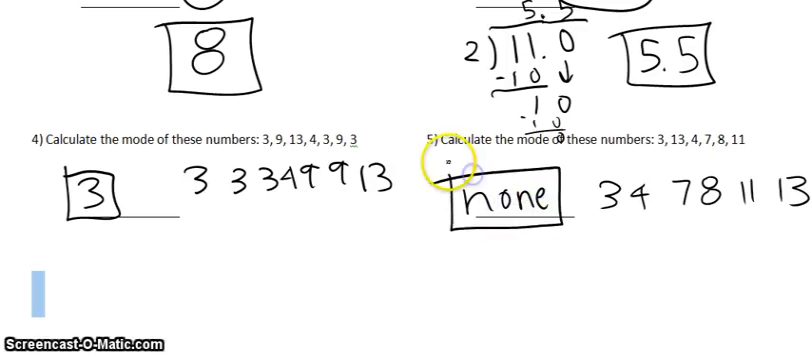You would not write 0 because that would actually imply that there are zeros in your list of numbers and that 0 is the most common number in your list of numbers. Well, it's not, so make sure you write the word none and not 0.